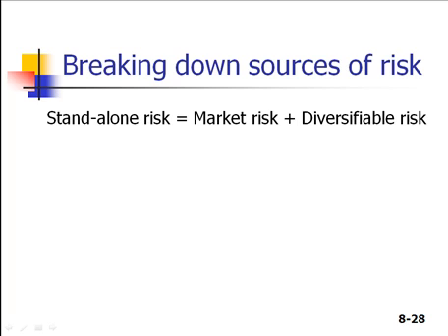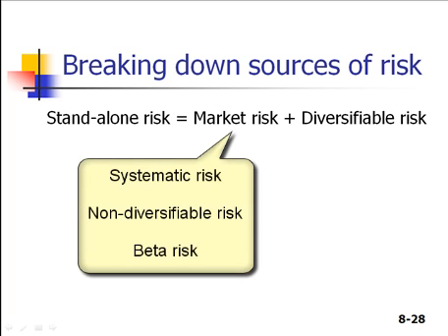Market risk is referred to also as systematic risk because it pertains to risk that is system-wide and affects the entire financial system instead of just one firm. It is also referred to as non-diversifiable risk because, for obvious reasons, you can't diversify it away. It's the type that remains no matter how many stocks you add to your portfolio. And for reasons that we will discuss shortly, it's also called beta risk.